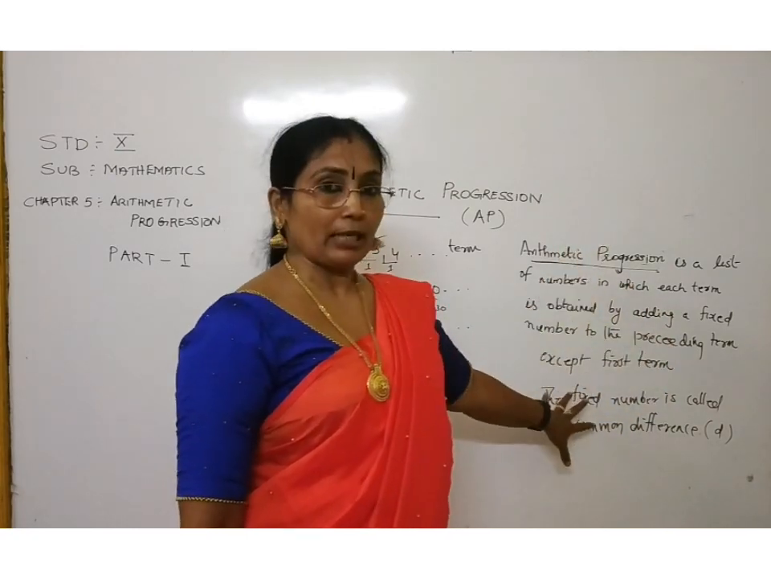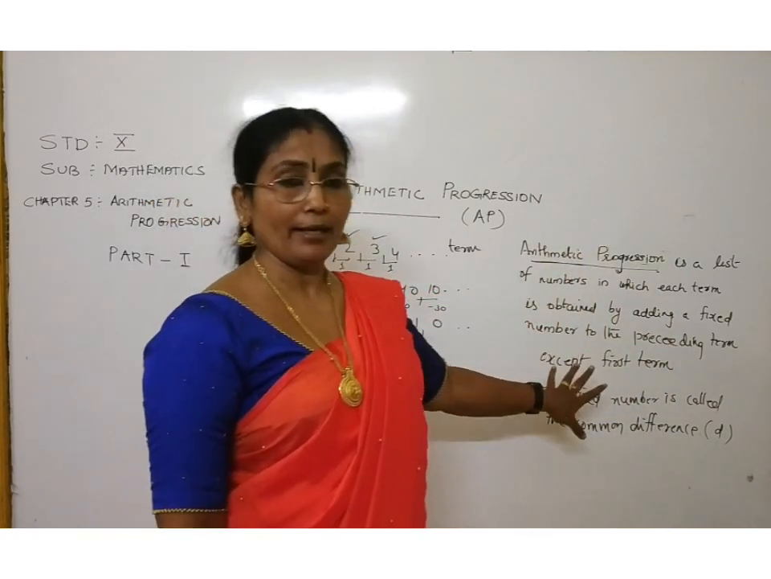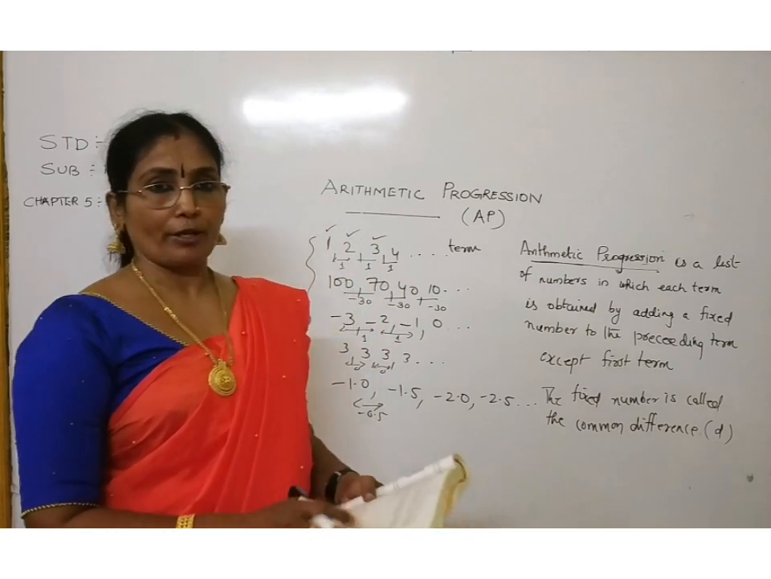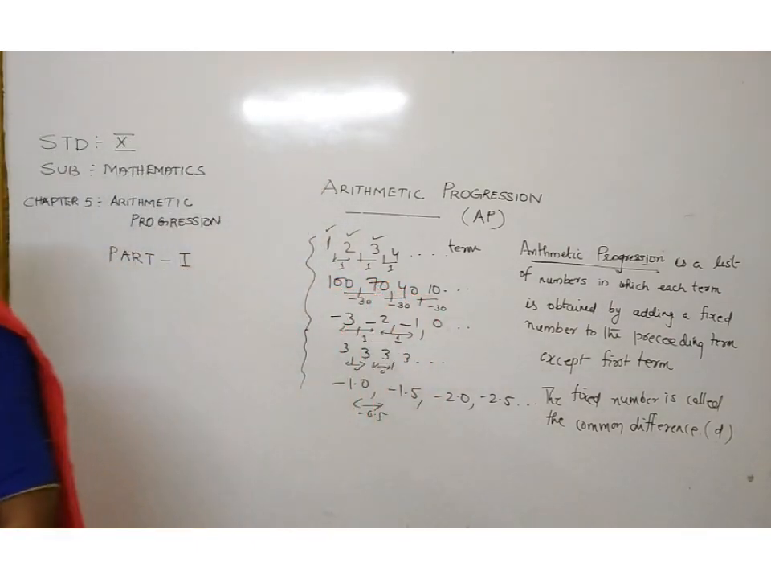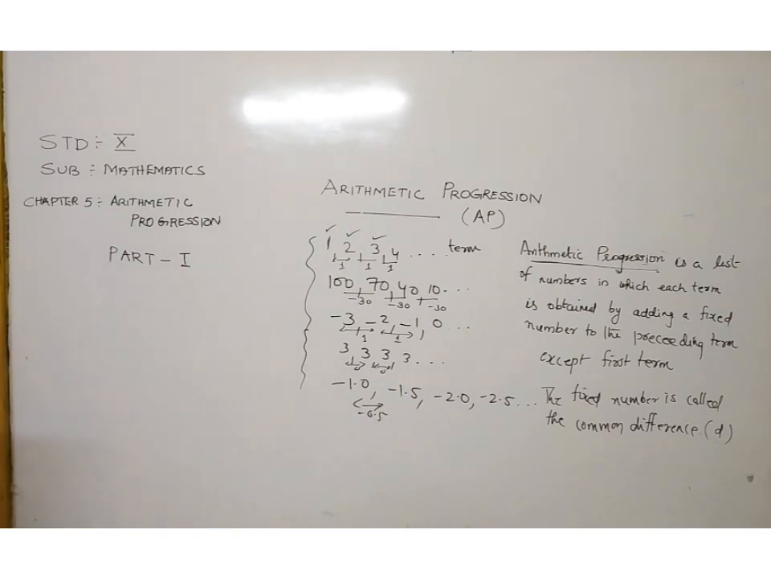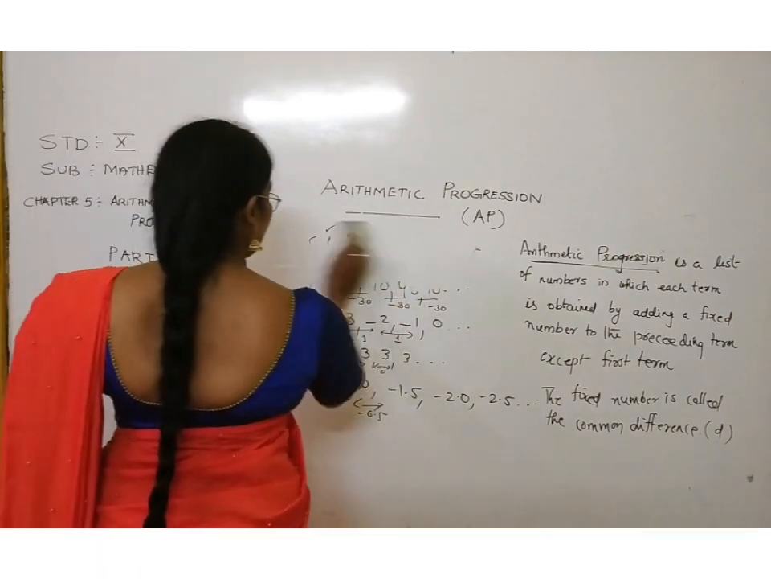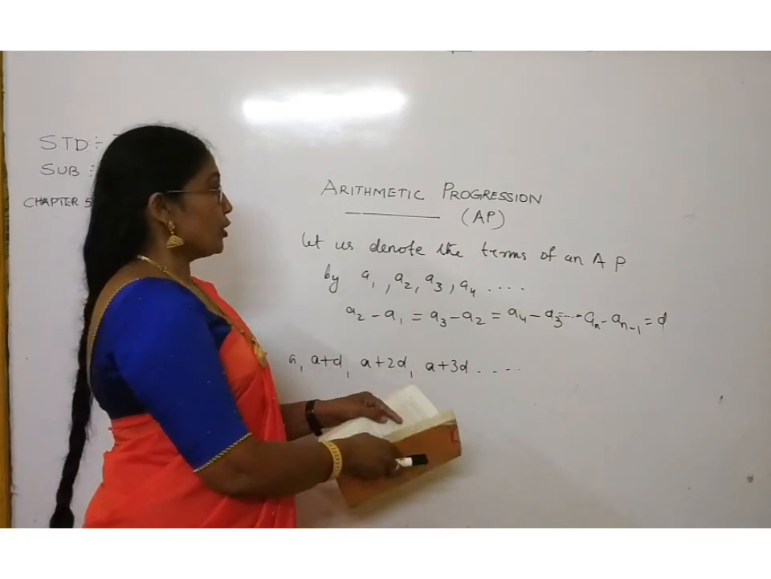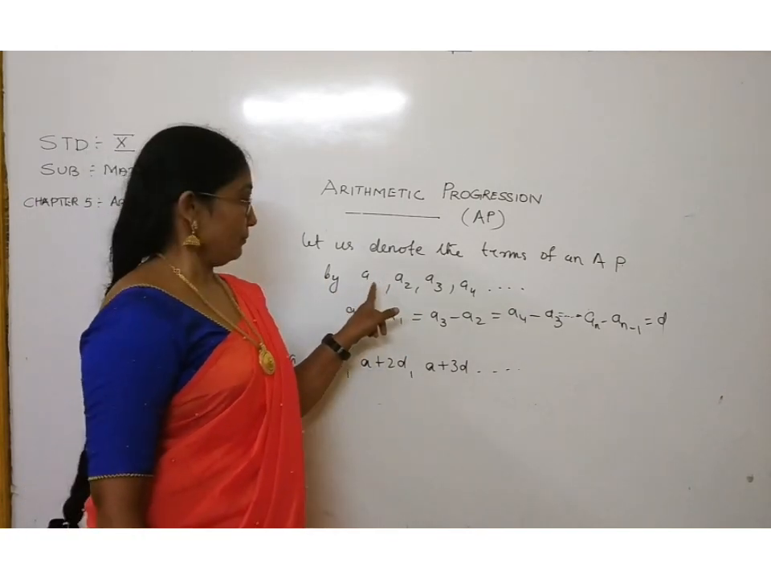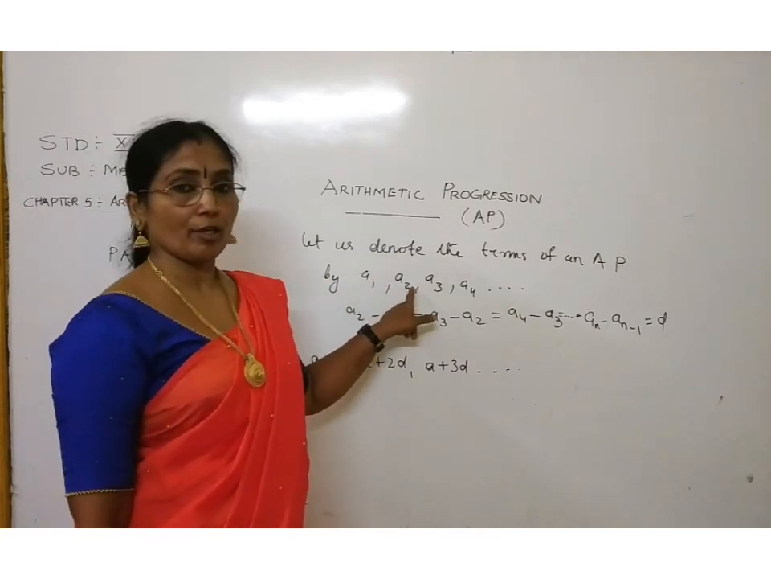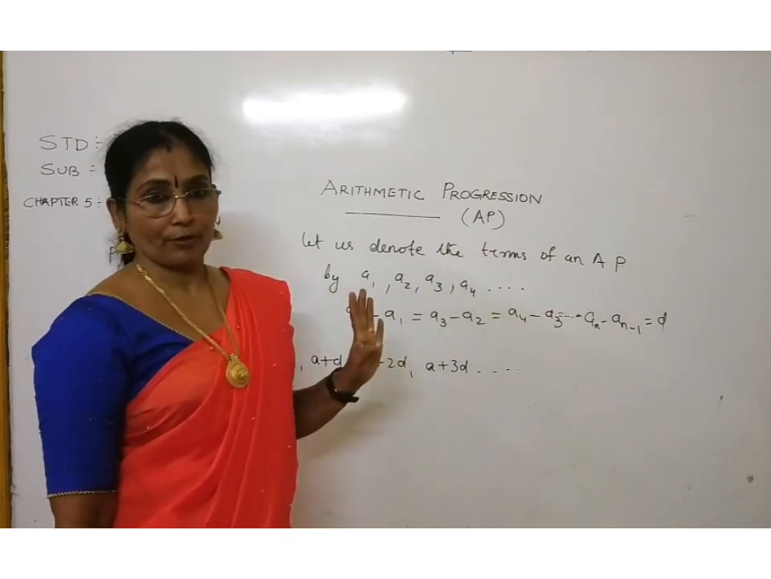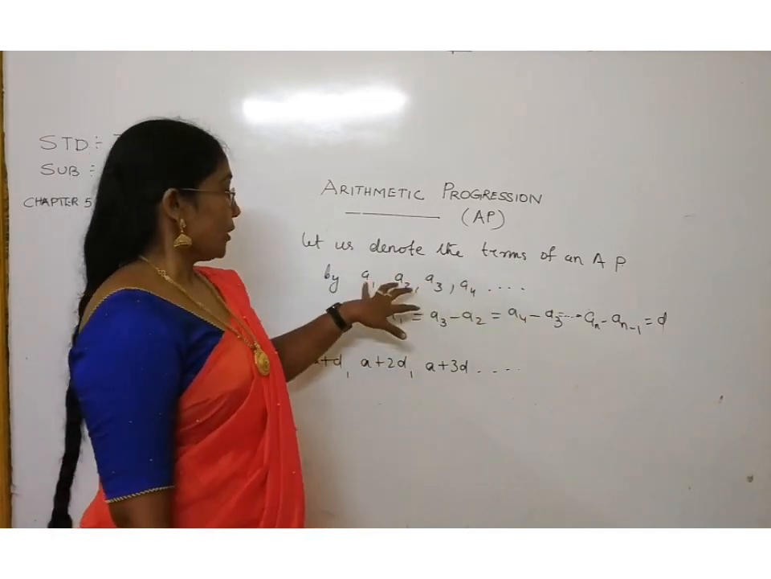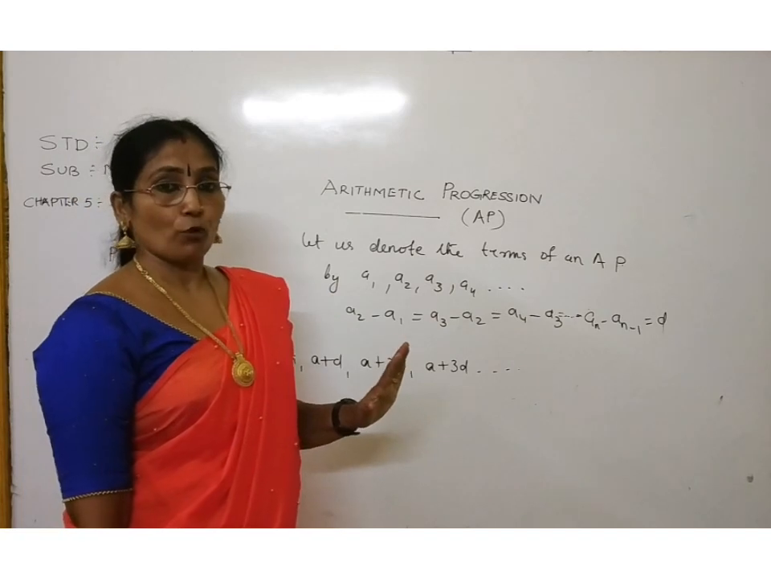Okay. Now you are clear about what is meant by arithmetic progression and what you mean by common difference. Now let us find out the general form of the arithmetic progression. For finding out the general form of an AP, let us denote the terms of an AP. So the first term we denote as A1, the second term as A2, the third term as A3, A4, etc. Now you know that if it is an AP, the common difference should be the same for the succeeding numbers.